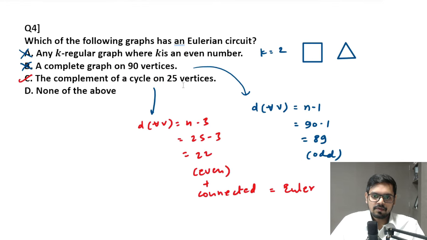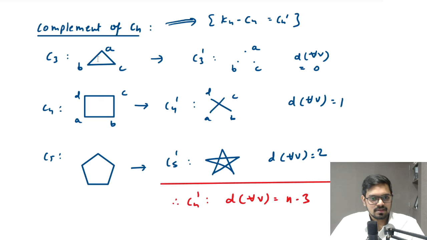Here we have 25 vertices. So C dash will have how many degree? 25 minus 3, 22. All the vertices having even degree plus connected. So Eulerian. So option C is correct. Understood? Very beautiful question, because connected, not connected, very critical words. Since connected was not present, option wrong. If present, option was correct. So you have to be very cautious in this kind of question.